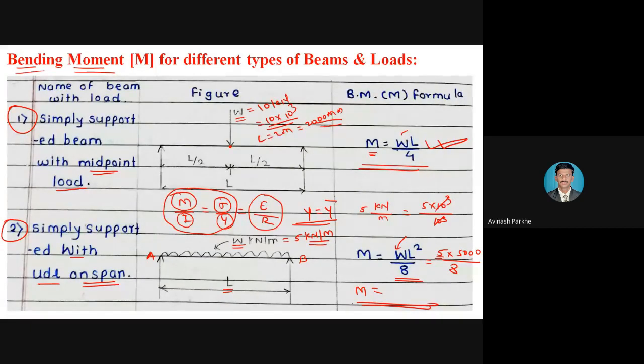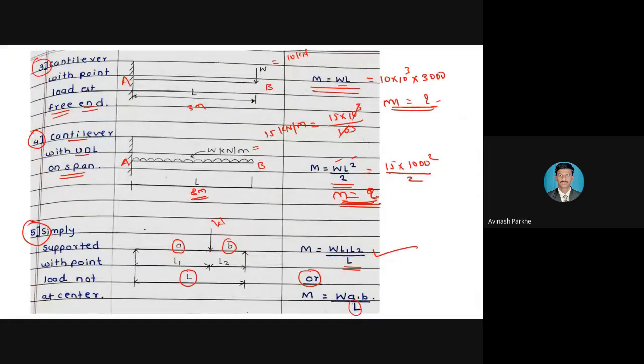Simply supported beam with point load at center, WL by 4. Simply supported with UDL on entire span, WL square by 8. Cantilever with point load at free end, W into L. Cantilever with UDL on entire span, WL square divided by 2. And simply supported with point load not at the center, W into L1 into L2 divided by L.